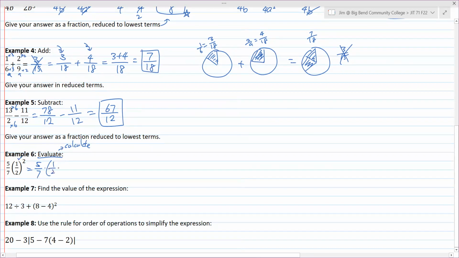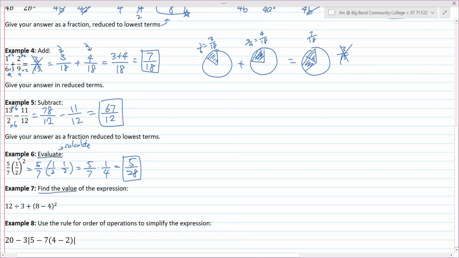So that would be 1/2 times 1/2, and that gives you 1/4. So you have 5/7 times 1/4, and you follow the rules of multiplication: multiply the numerators and denominators, and then you get the answer, 5/28.